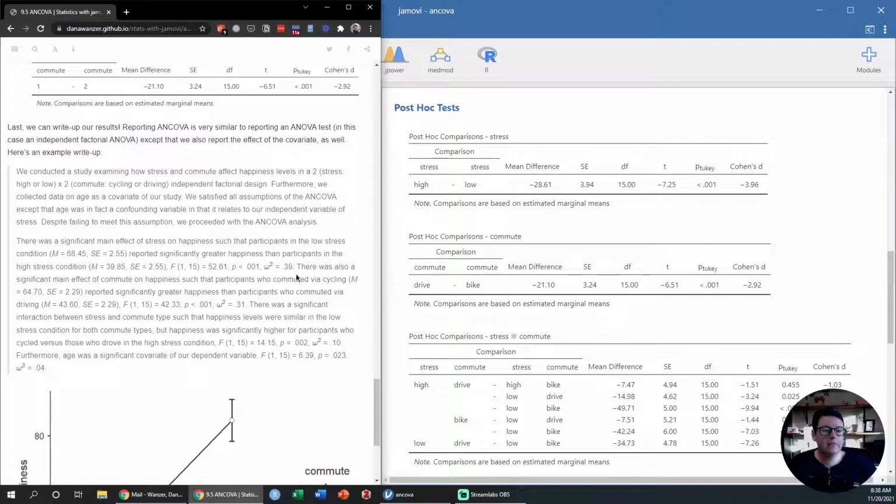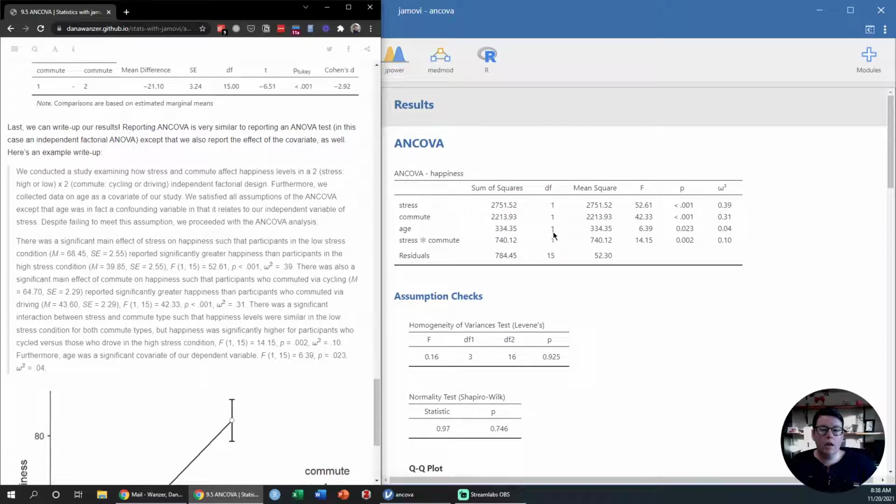Okay, so there was a significant main effect of commute on happiness, such that participants who commuted via cycling reported significantly greater happiness than participants who commuted via driving. Same thing, F(1, 15) = 42.33, etc.